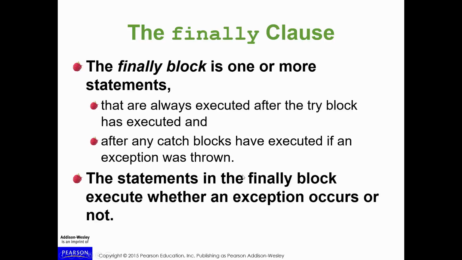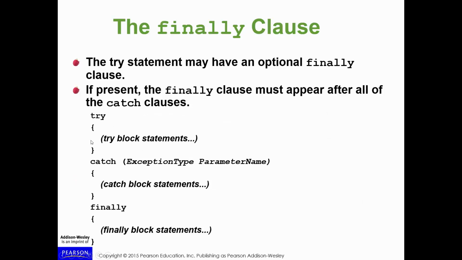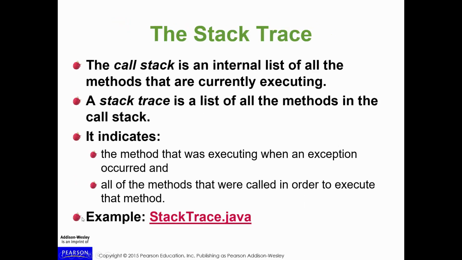The finally block executes if the exception occurs or if the exception doesn't occur. So in here, if everything in this try block succeeds and you skip that, it still does the finally. If something in here throws an exception and you do this, it still does the finally. So the finally is done regardless.